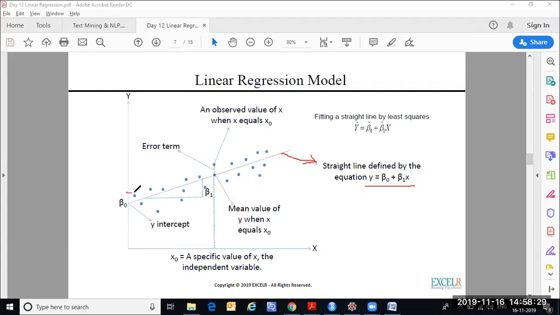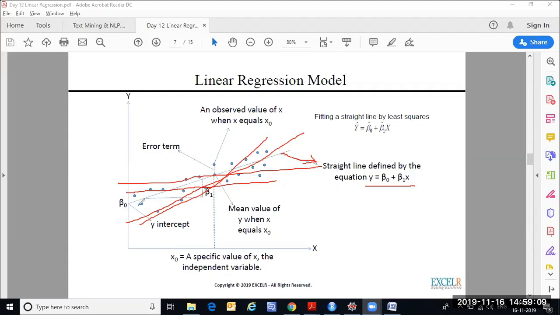So can I draw a line like this? Can I draw a line like this? Similarly, how many lines can I draw that go through these data points? Multiple lines, infinite lines. We can draw n number of lines, right?